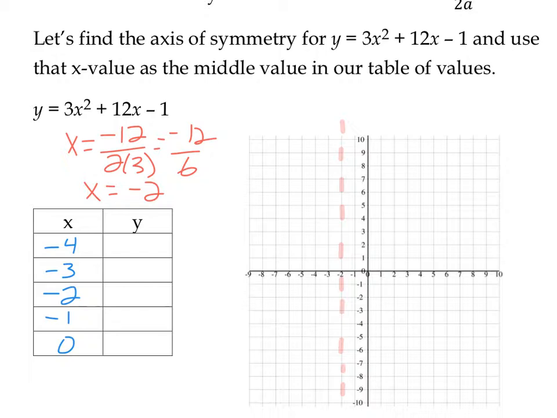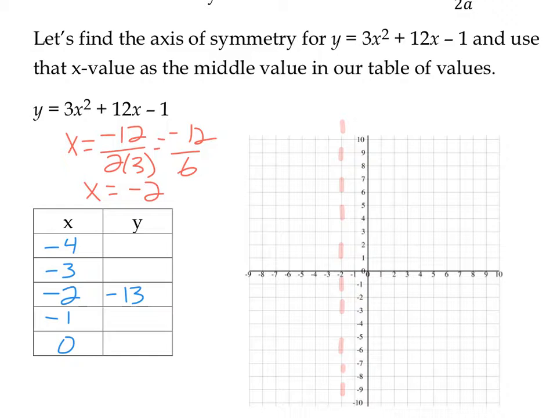So now to find the vertex, we're going to take this x equals negative 2, and we're going to plug it into the equation up here. We plug a negative 2 into this equation, and when we do that, we get 3 times negative 2 squared. Don't forget to square the negative 2 properly. Plus 12 times negative 2 minus 1. And if you do that, you're going to get negative 13. Okay, negative 13 for your y value.